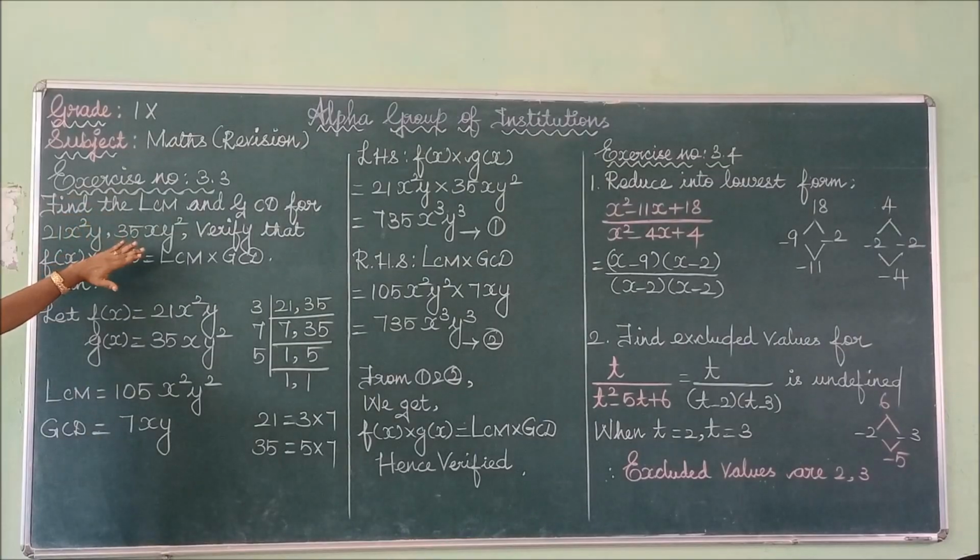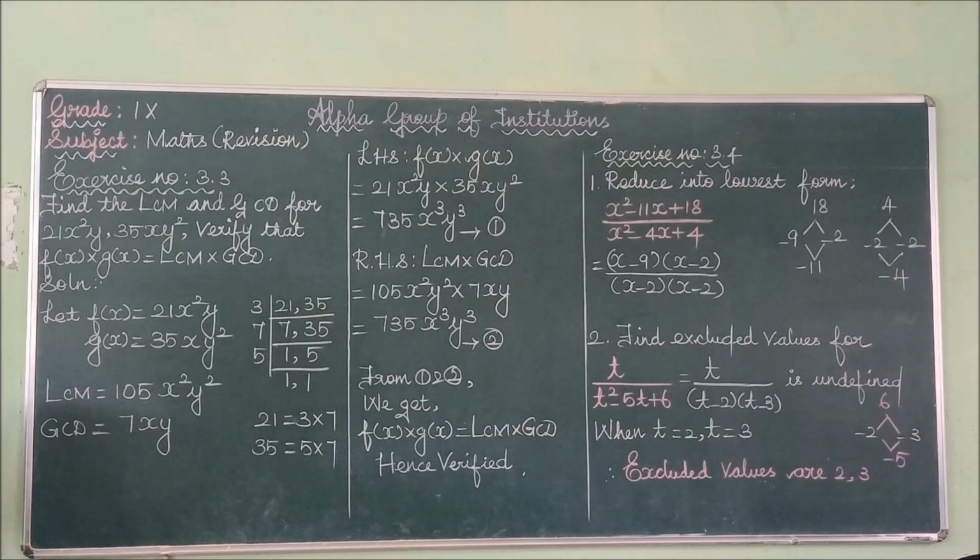Exercise number 3.3. Find the LCM and GCD for 21x squared y, 35x y squared. Verify that f of x into g of x is equal to LCM into GCD. Listen to the question carefully. Find the LCM and GCD for 21x squared y, 35x y squared. You have to verify the condition f of x into g of x equals LCM into GCD.